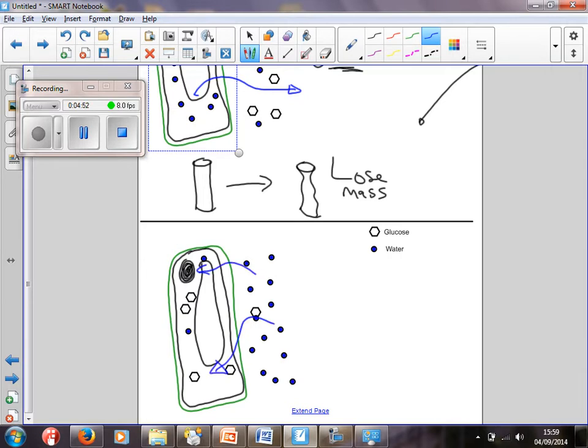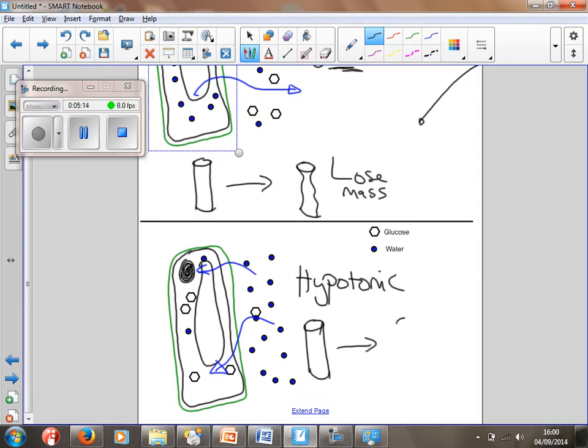Now this type of solution has a fancy name as well. It is called hypotonic. This is a hypotonic glucose solution because it hasn't got as much glucose in as the inside of the cell. So when you put those cells in a hypotonic solution, they're going to swell up, they're going to take on water, and we're going to find that our potato chip that started off looking like this may end up looking a little bit like this. Maybe I exaggerate that. But the main thing is that it gains mass. Okay, so far so good.